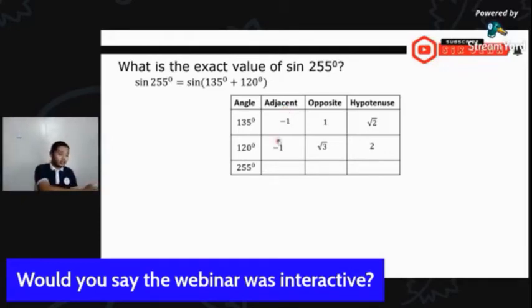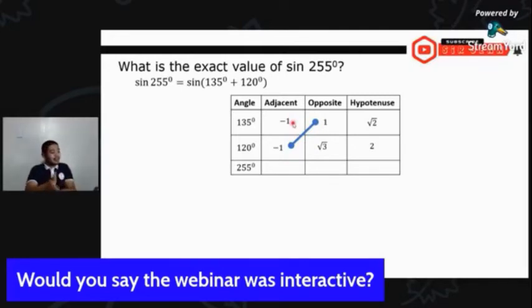So we multiply these two first, and then these two. Sorry, I'm just used to completing the table. Since we are identifying sine 255, we are only after the opposite side and the hypotenuse. So we will not use the adjacent side.